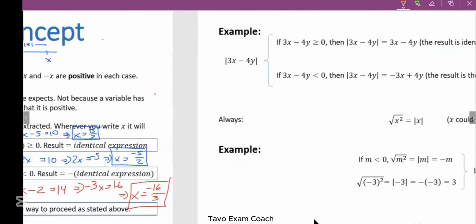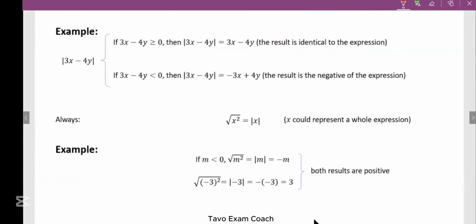Let's consider another important concept. Okay, this is an identity or an equivalency that always happens for any algebraic expression x, okay? That the square root of the square of an algebraic expression is the absolute value of that very expression.